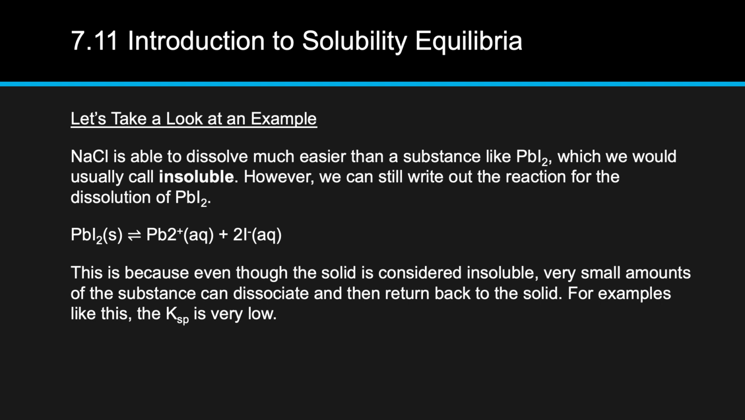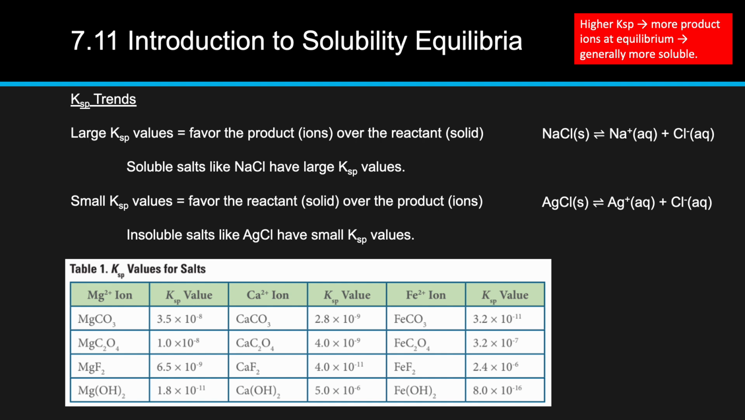On the other hand, when you have one that does not dissolve well in water, that means you're going to have a very low Ksp because you're not going to make a lot of those constituent ions floating around in the water. So like mentioned in the previous slide, a large Ksp means that the equilibrium favors the ions over the solid. That means that more product ions are present at equilibrium, so the substance is generally more soluble. That's why something like NaCl dissolves really easily and strongly favors the Na+ and Cl- in solution, and therefore has a very large Ksp value.